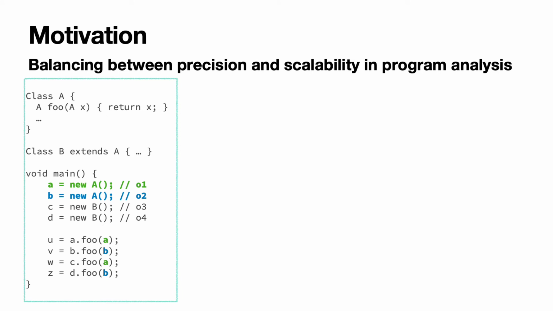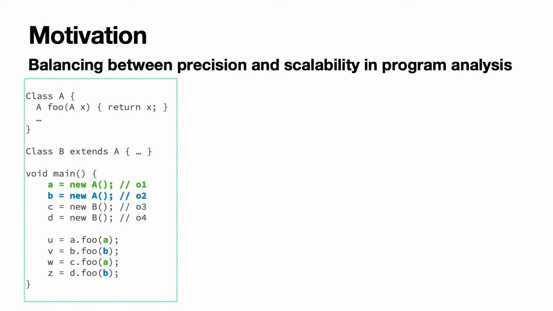Static program analysis balances between precision and scalability by tuning program abstractions. We try points-to analysis on the Java code here, for example. In the main method, class A objects O1, O2, and class B objects O3, O4 are allocated to variables A, B, C, D respectively. Then in the member method foo, O1 is passed to U and W, and O2 is passed to V and Z. We want to know what allocation set these variables may point to under any calling context, or simply, we query about the relation insensitive points-to.